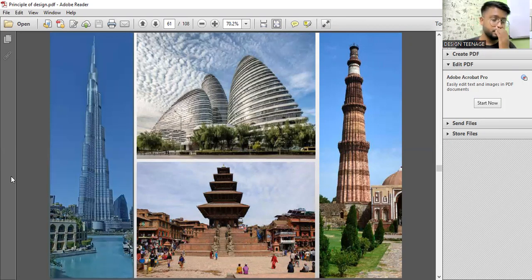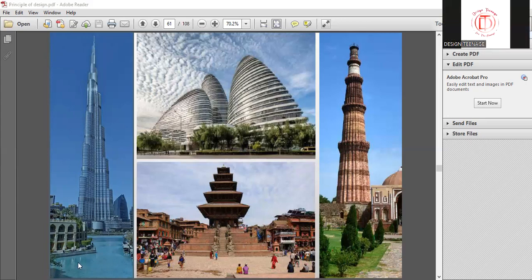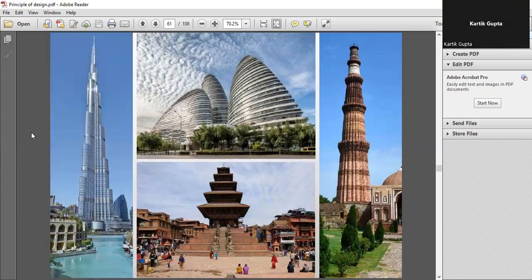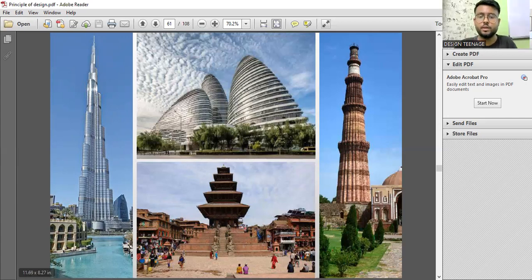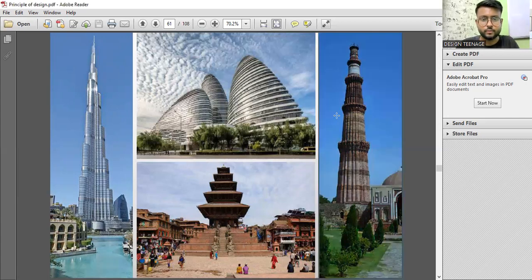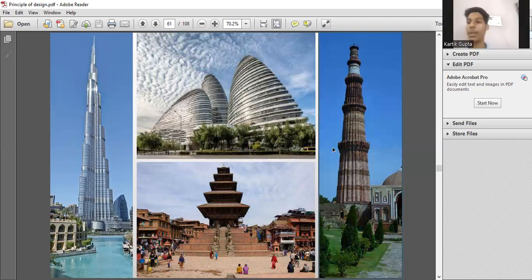Karthik, name of the structure. Which structure, sir? This one, which is selected on screen now. Burj Khalifa. Located? Dubai. Okay, come on camera. It is easy to have communication. Okay, what about this one? Qutub Minar. Located where? Southern part of Delhi. Okay.